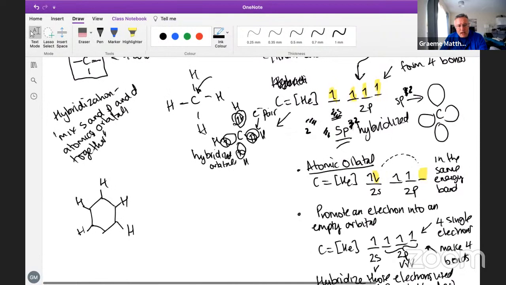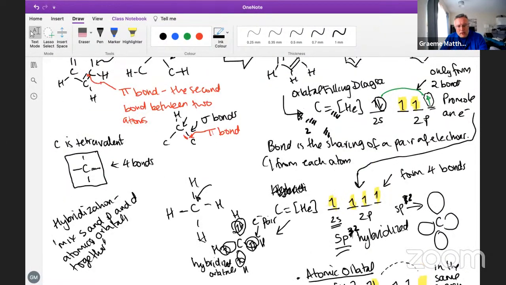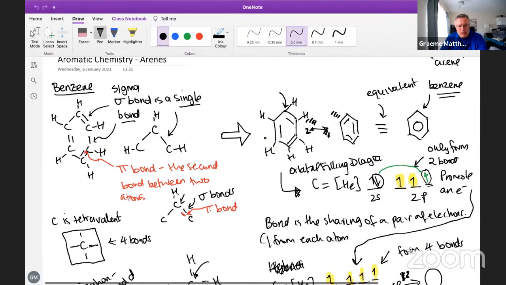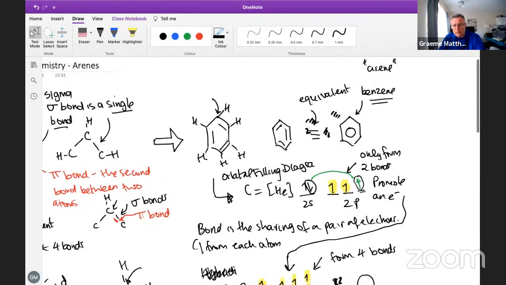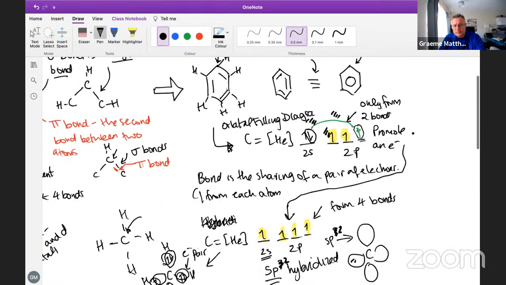Now, because of that, what I've got is this. I can now say on this bit, yes, I've got 1, 2, 3 atomic orbitals, which have been converted into 3 hybridized orbitals. This is where the single bonds come from. Now, having said that, let's see if I get my ink to actually sync here. I think it's doing something now.